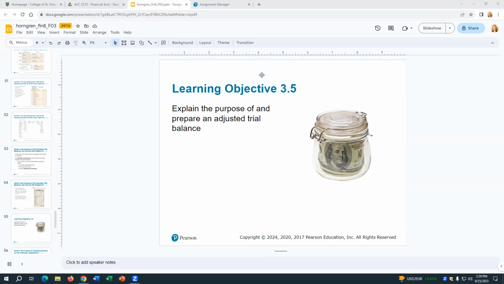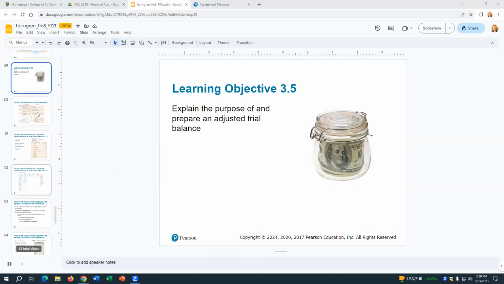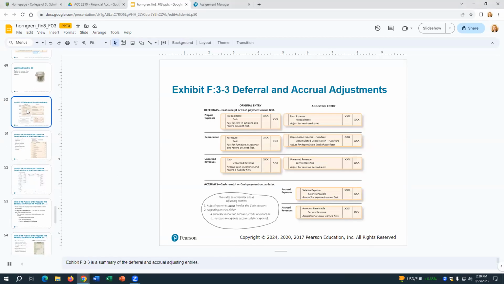And then once we had the ending balance figured out for all of them, then we copied it from there into an adjusted trial balance format, right? So lots of little mechanical details that we worked on there.